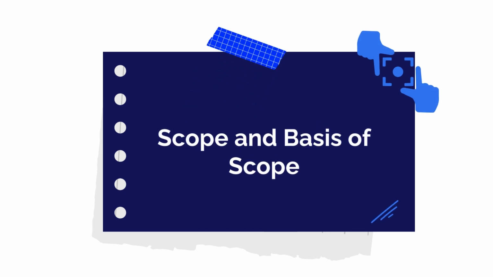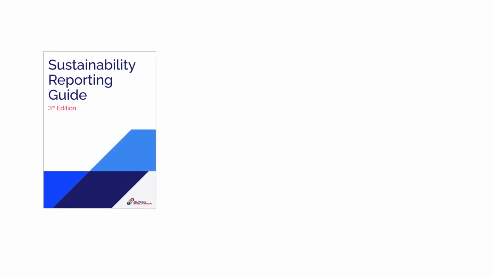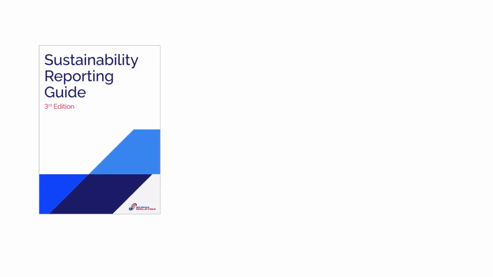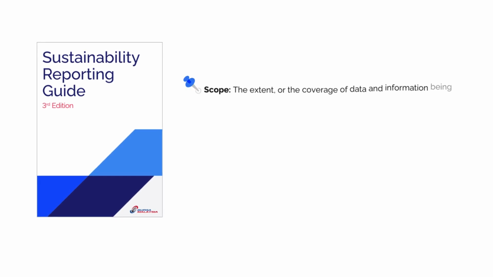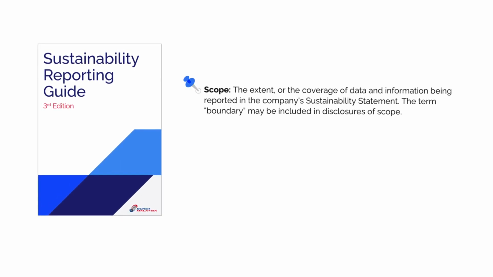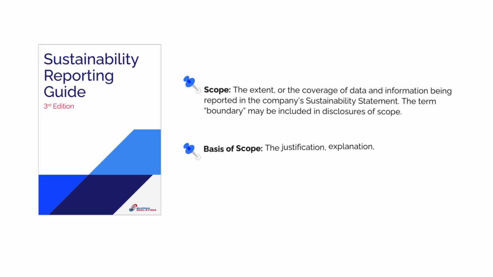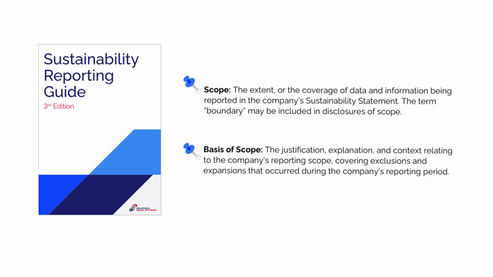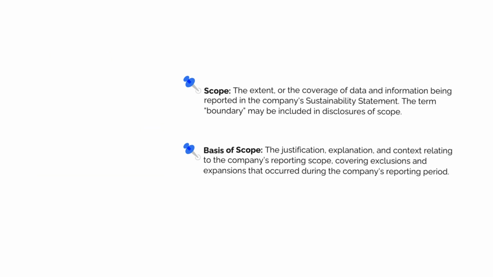Now, we have reached the second part of this chapter, which is the scope and basis of the scope. According to the third edition of the Bursa Malaysia Sustainability Reporting Guide, scope refers to the extent or the coverage of data and information reported in the company's sustainability statement. The term boundary may be included in the disclosures of scope. Meanwhile, the basis of scope refers to the justification, explanation, and context related to the company's reporting scope, covering exclusions and expansions that occurred during the company's reporting period.